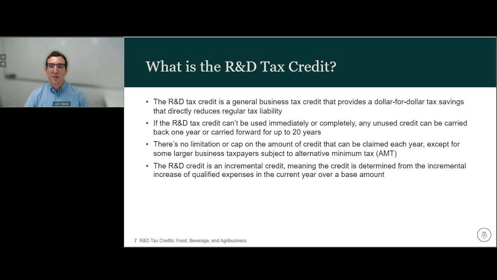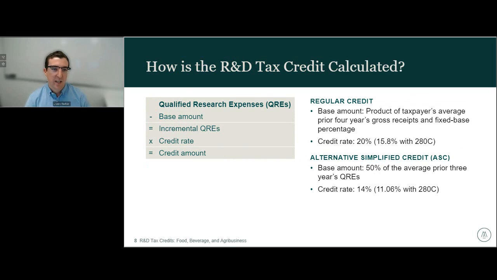So how is the R&D tax credit calculated? In its simplest form, the R&D tax credit depends upon the amount of qualified research expenses in the current year, also known as QREs, less a base amount to determine the incremental QREs. Those incremental QREs are then multiplied by a credit rate to determine what that gross credit amount is.